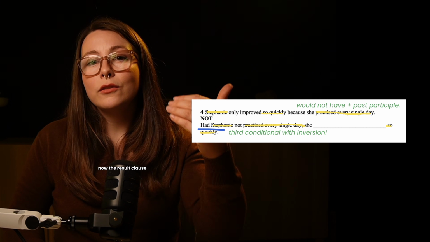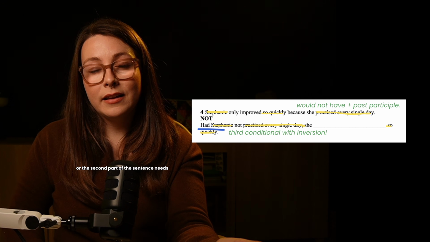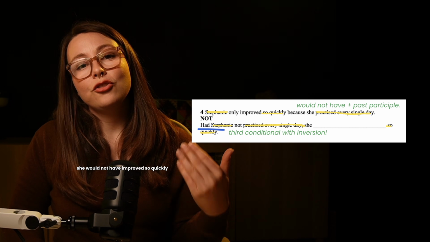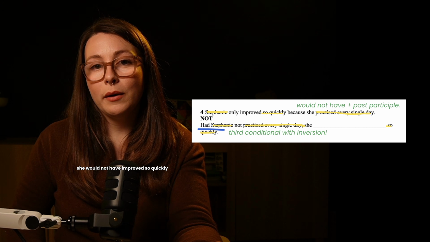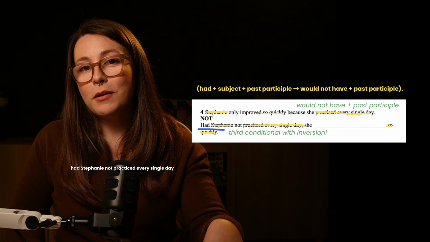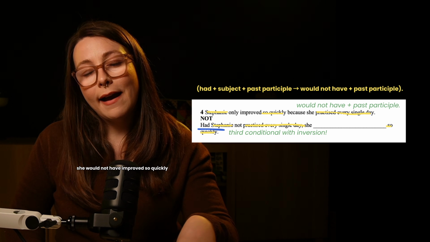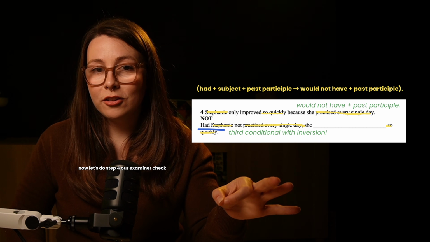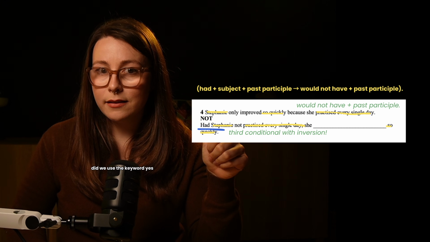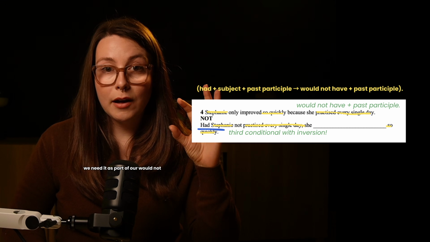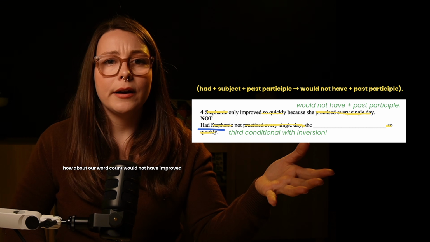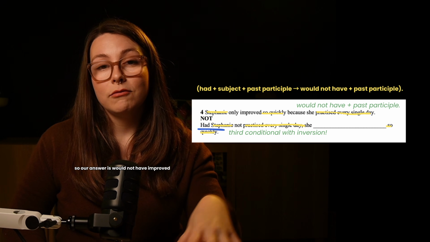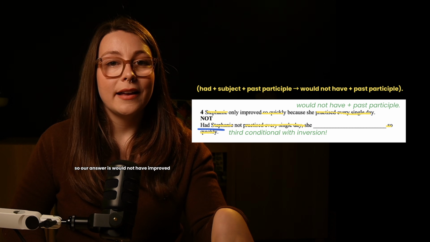Now, the result clause, or the second part of the sentence, needs would not have and the past participle. She would not have improved so quickly. Had Stephanie not practiced every single day, she would not have improved so quickly. Now let's do step 4, our examiner check. Did we use the keyword? Yes. We need it as part of our would not. How about our word count? Would not have improved. We've got 4 words. That's correct. So our answer is would not have improved.